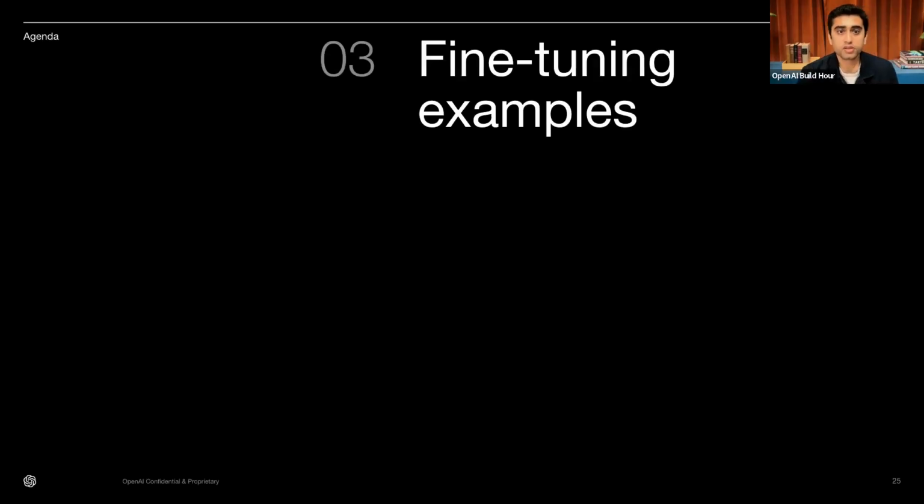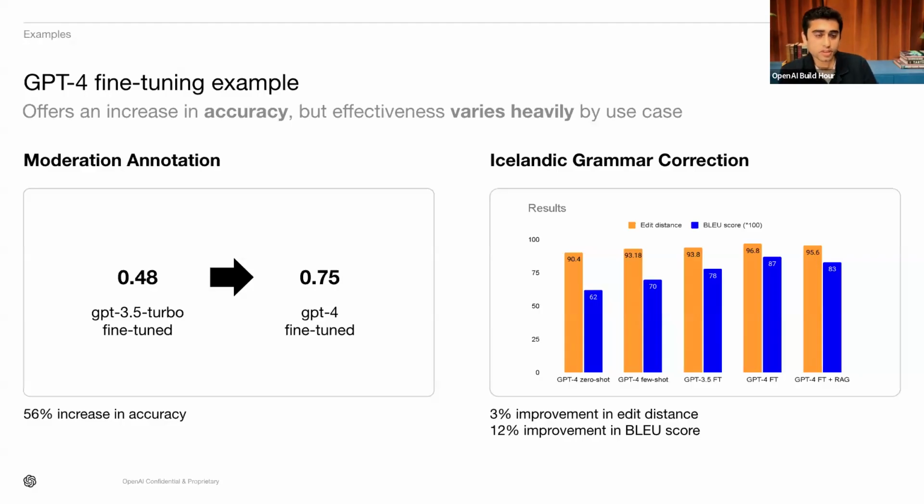All right. So let's walk through a couple of success stories and then a cautionary tale around fine-tuning. To illustrate, here are 2 examples from real customers we work with where fine-tuning GPT-4 has led to better outcomes. On the left, we see the performance comparison for a moderation annotation task. In this case, fine-tuning GPT-4 shows a really good increase in accuracy from 0.48 to 0.75, almost a 56% improvement in accuracy when annotating a task for moderation.